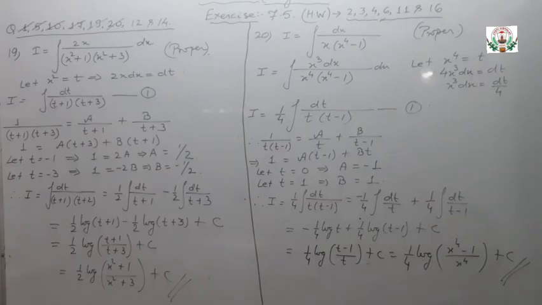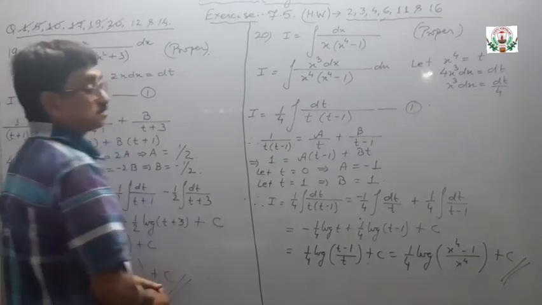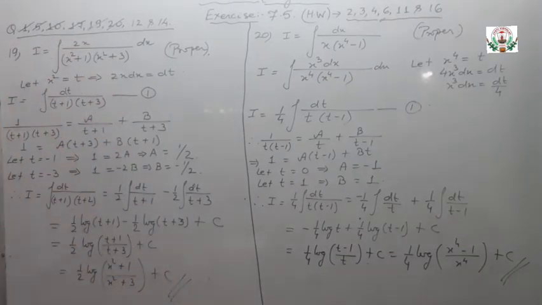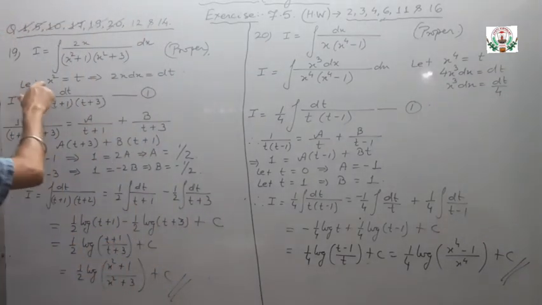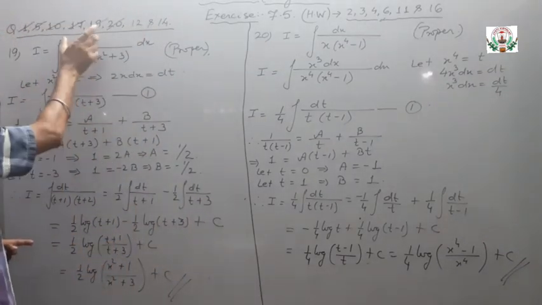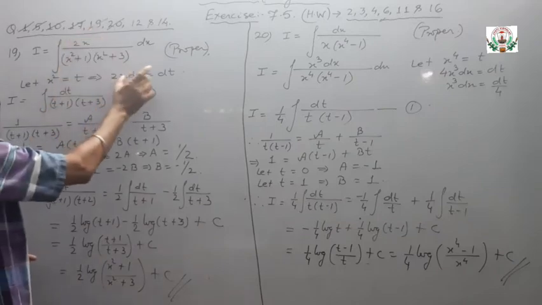Now let's move to question number 19. Integration of 2x upon (x square plus 1) into (x square plus 3). It is the most important question. If you are going to take x square equals t, the differentiation of x square is 2x, so that's why we are going to take x square equals t. We are getting the numerator 2x dx equal to dt.